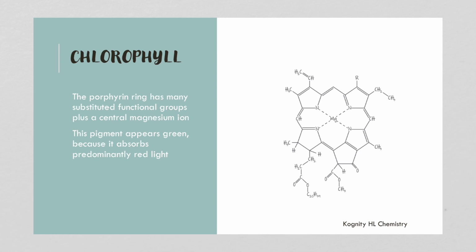For chlorophyll, the porphyrin ring has a whole bunch of substituted functional groups, and it has a central magnesium ion right here. This pigment appears green because it absorbs predominantly red light. You can see all the different functional groups attached all over the place, so it is much more complex than the simple porphyrin ring. This magnesium ion is how you can identify that it's chlorophyll, because chlorophyll will have a central magnesium ion. Hemoglobin has a central iron atom.